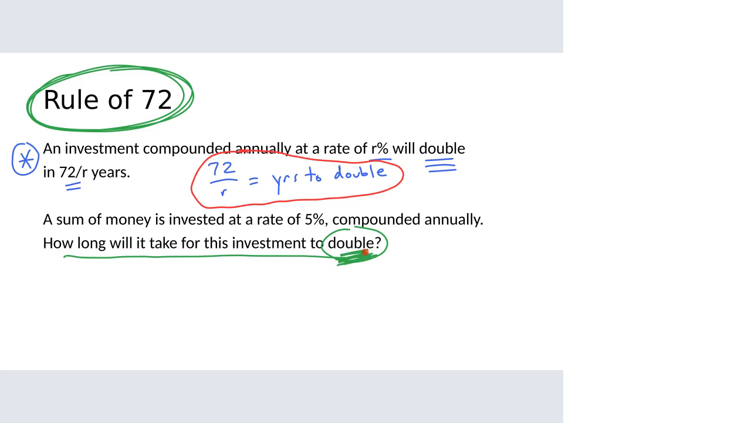Okay, a sum of money is invested at 5% compounded annually. How long will it take for this to double? And according to that new formula that we just learned, 72 over R is the number of years it will take for this to double. One thing that's different about the rule of 72 compared to all the other problems we work on is that this is the only time we don't turn the percent into a decimal. So when we're doing the rule of 72, we don't convert the percent to a decimal.